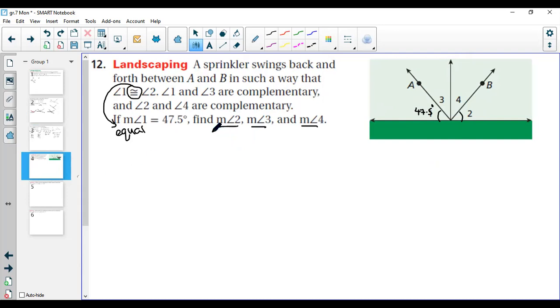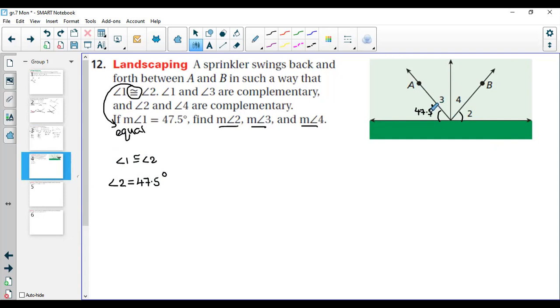Now, they only said angle 1 is 47.5. So, does that mean angle 2 is also 47.5? Yes, they said angle 1 is congruent to angle 2, which means angle 1 is equal to angle 2. So angle 1 is 47.5, which means angle 2 is also 47.5 degrees, right? Fine. Now let's move to angle 3.